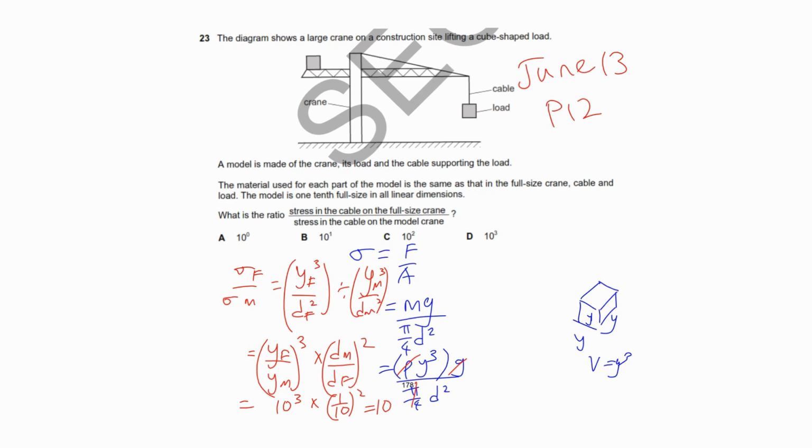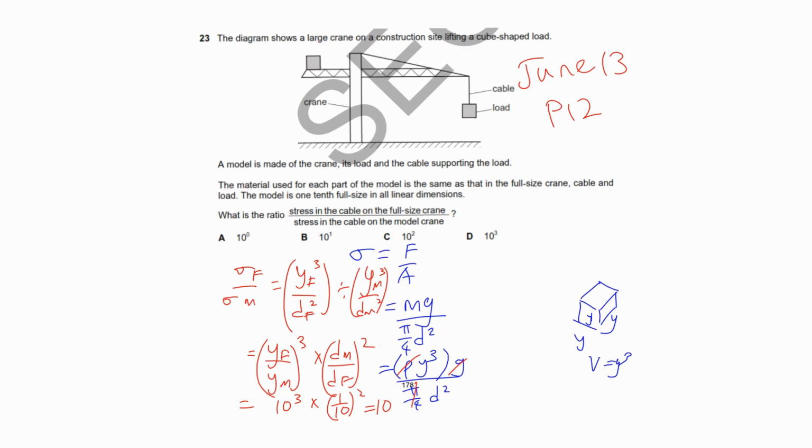So g remains as a constant, pi over 4 is constant. Now diameter by itself is also a linear dimension, so we don't have to change. So don't worry about the function. As long as the quantities like y and d are linear dimensions, then we are okay to go. So for the ratio of the stress in the full size to the model, we can actually use this ratio. The density, pi over 4 and g are constant, so no need to write.